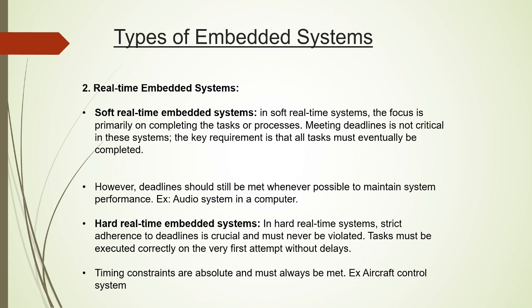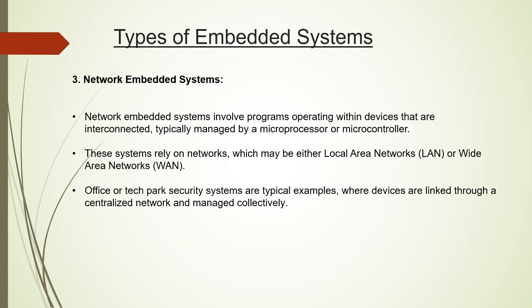And hard real-time embedded systems: strict adherence to deadlines is crucial and must never be violated. Tasks must be executed correctly on the very first attempt without delays. Timing constraints are absolute and must always be met. And an example of hard real-time embedded systems is an aircraft control system.